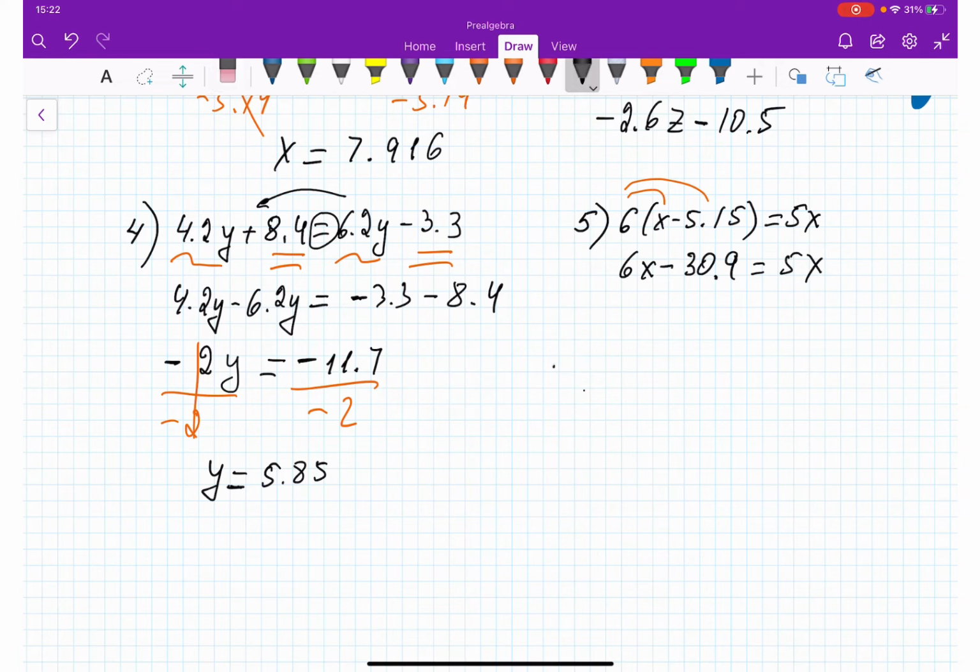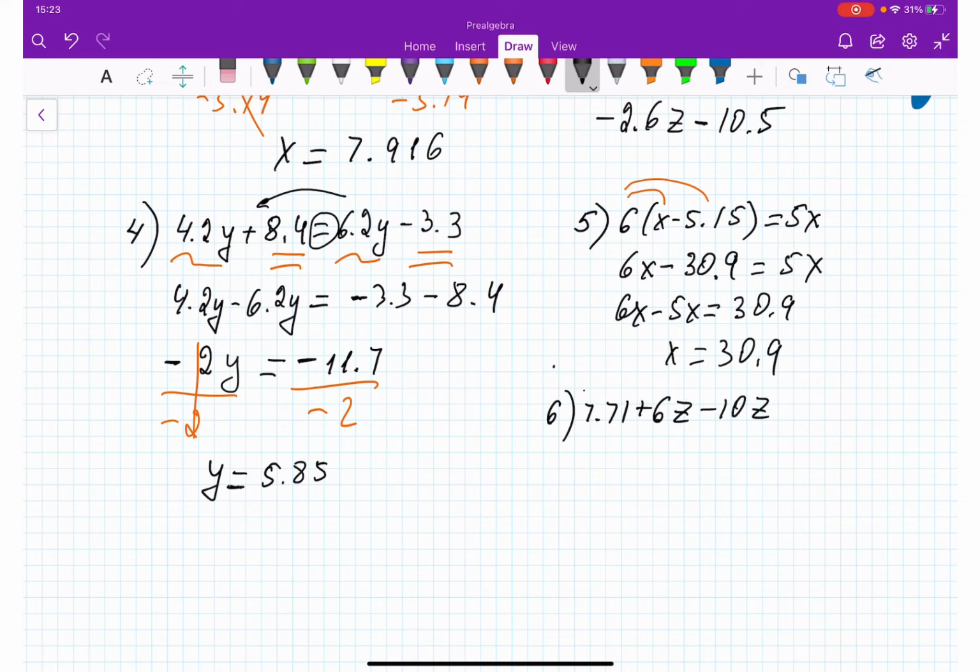So from here, 6x minus 5x equals positive 30.9. x is equal to 30.9. Okay, moving to simplify problem number 6. It has 7.71 plus 6z minus 10z plus 8.91.